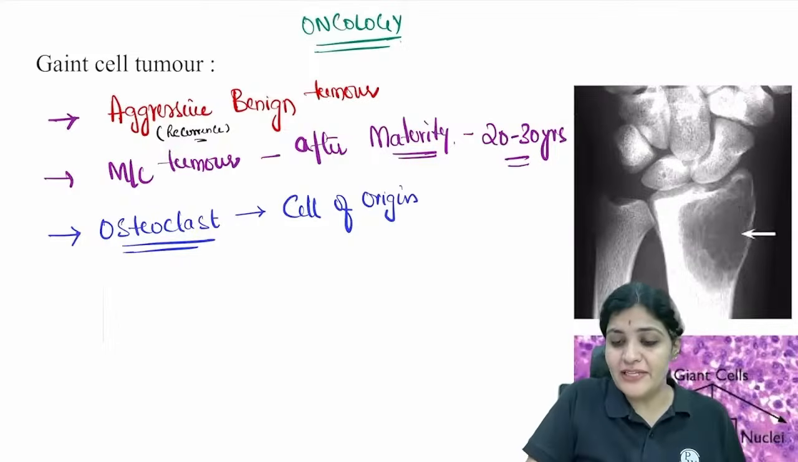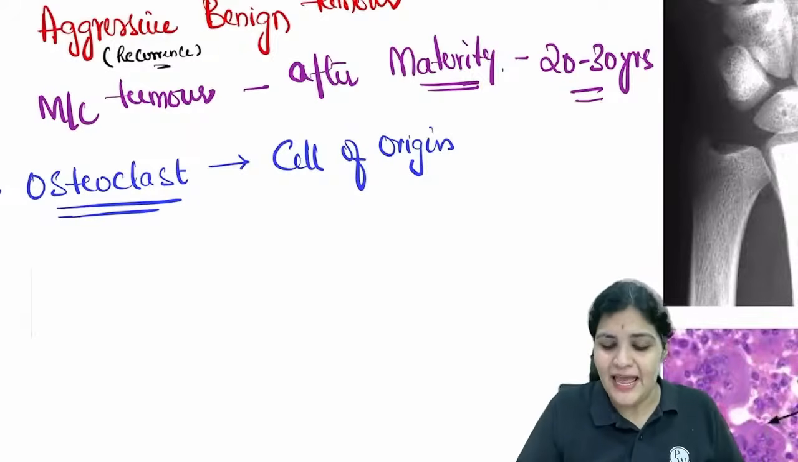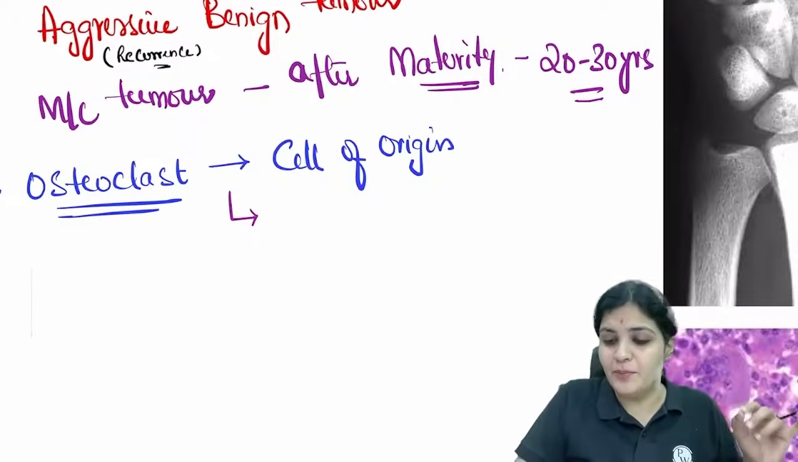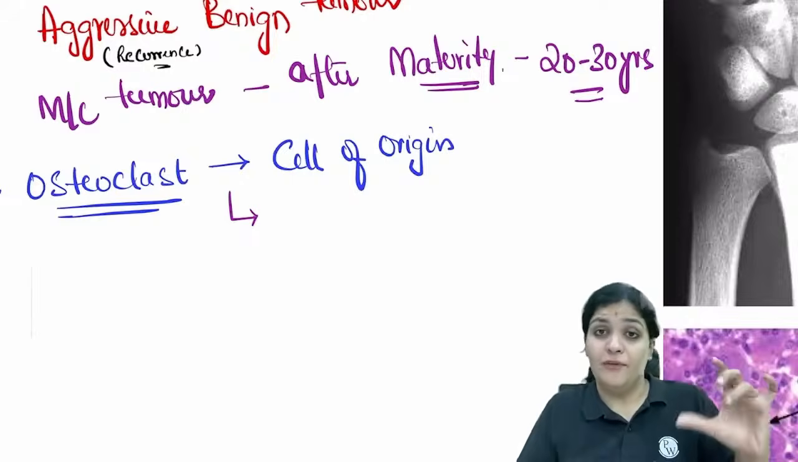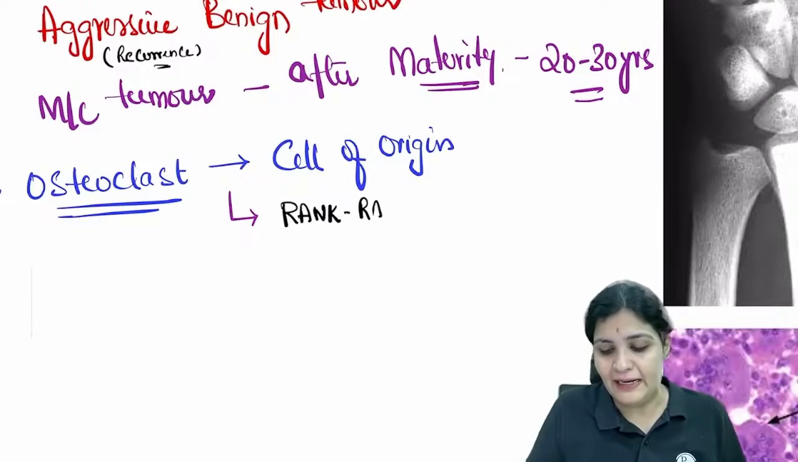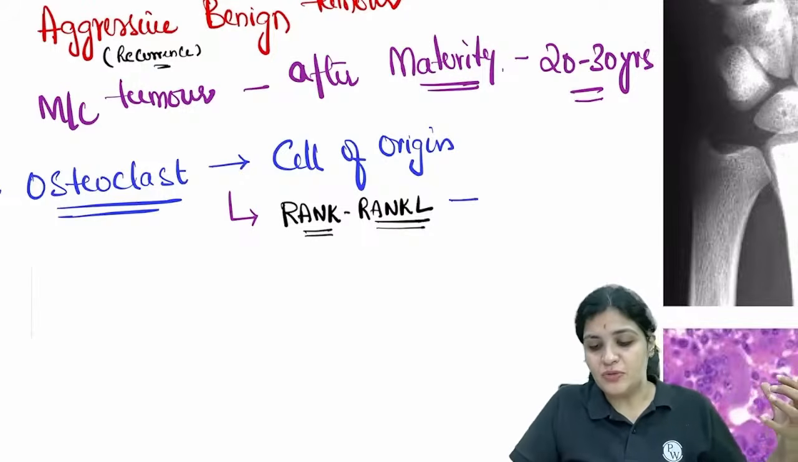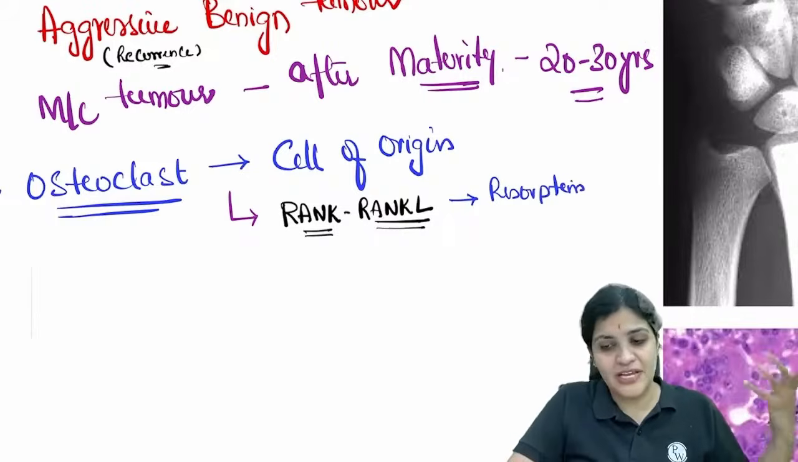Because of its association, you already know osteoclast is associated with resorption. Resorption is nothing but lysis, right? And here I want to add one important or interesting point which will fetch you more marks. That is, this osteoclast is associated with RANK and RANKL. So what is RANK and RANKL? RANKL is the ligand, RANK is the receptor. So whenever these two are associated, this will result in resorption, as we have discussed.